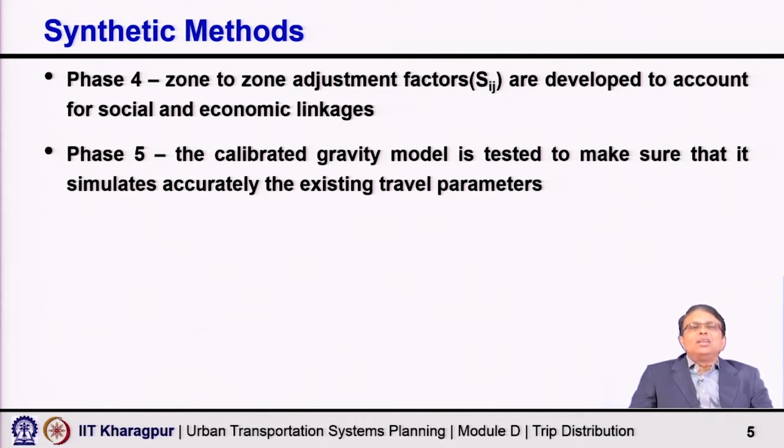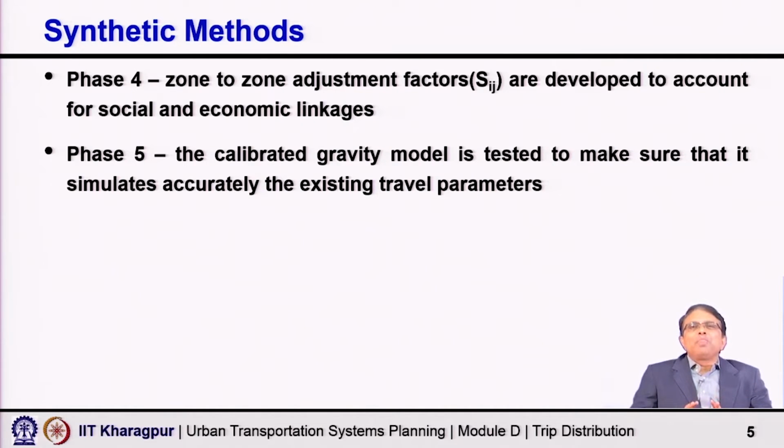Then phase 5, the calibrated weighted gravity model is tested to make sure that it simulates accurately the travel parameters. That means you are now ready for application. Now, let us take an example to show how one can apply it. Of course, I am not checking whether I have accurately predicted the trips. I have assumed that all of that is done and everything is available.